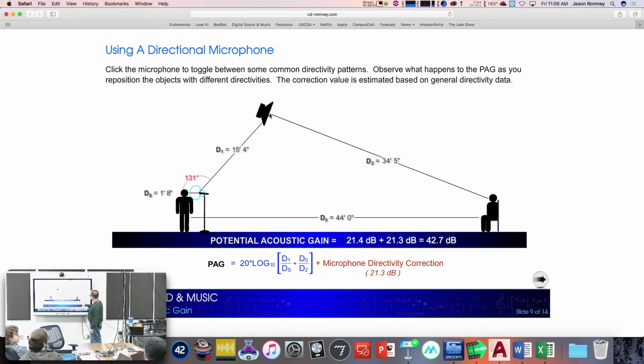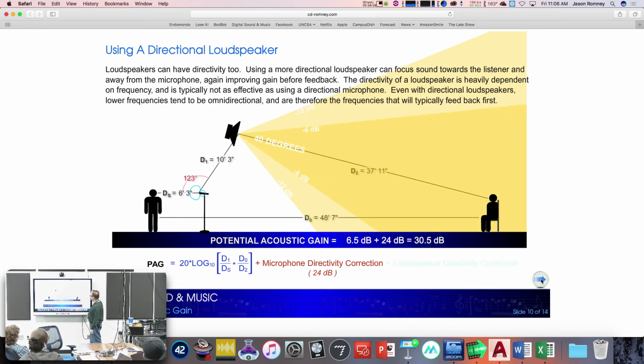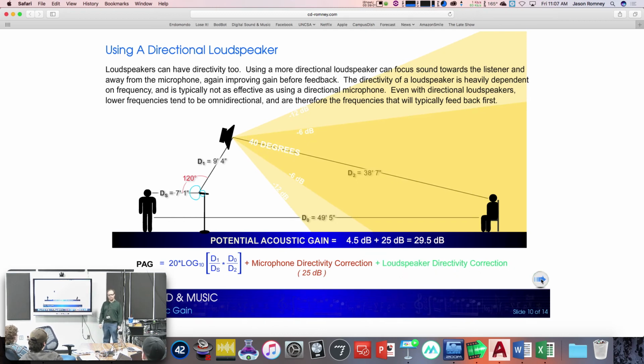Right. So, okay, let's take a look at the other thing, which is using a directional loudspeaker. Okay? So, just like microphones are directional, we know loudspeakers are directional. And so, here's a really tight loudspeaker. So, we're getting 25 dB of correction on the mic, but we're also getting some extra gain because of the directionality of the loudspeaker. Okay? And we can change that too.